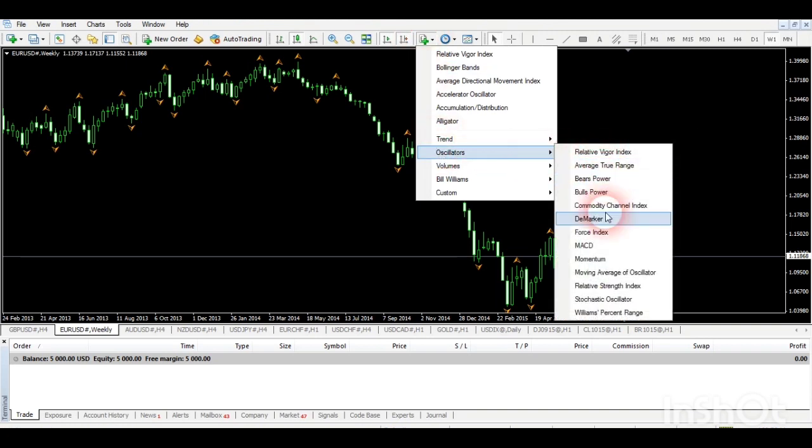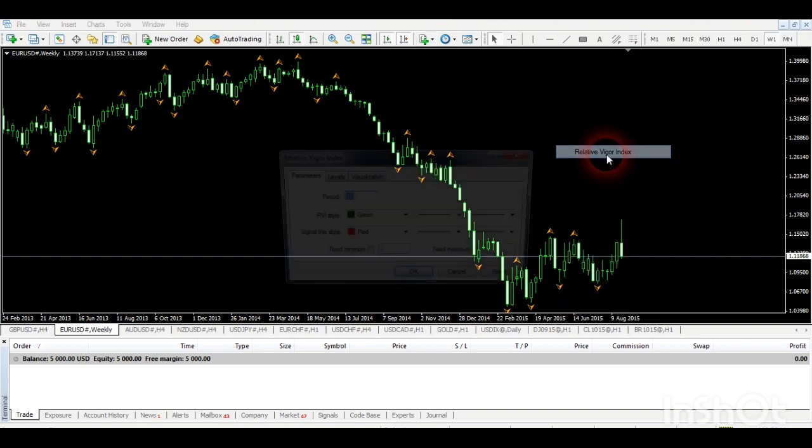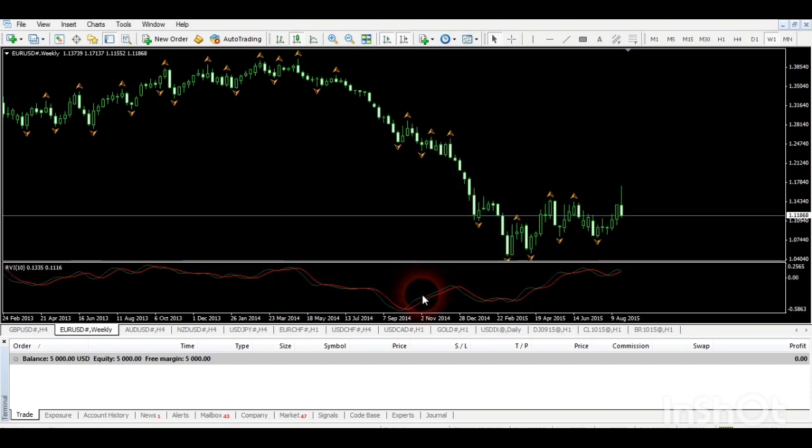We go to the oscillators, and then let me find it. It's the Relative Vigor Index. It includes two moving averages, a blue one and a red one. Its difference with RSI and CCI is that it announces the entry point of your order sooner.